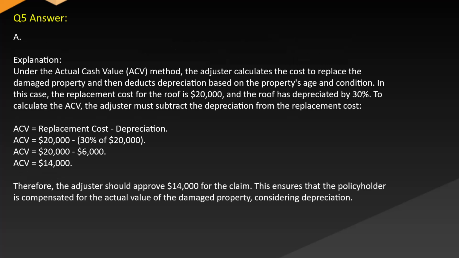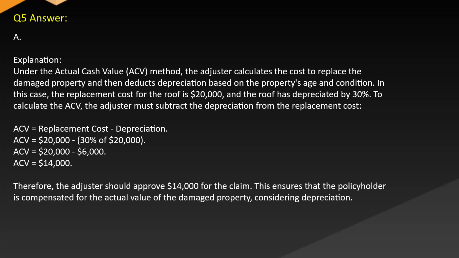Answer A. Explanation. Under the actual cash value (ACV) method, the adjuster calculates the cost to replace the damaged property and then deducts depreciation based on the property's age and condition. In this case, the replacement cost for the roof is $20,000 and the roof is depreciated by 30%. To calculate the ACV, the adjuster must subtract the depreciation from the replacement cost.